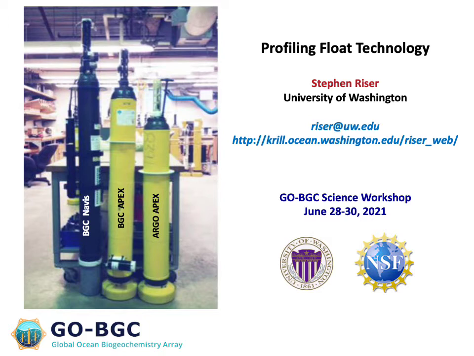You can see there on the left three different kinds of profiling floats. We have an Argo Apex float. This is what's mostly used in the Argo that we use in core Argo. A BGC Apex float. This is a version of the regular Apex, but is longer with more buoyancy and has, as you can see, more sensors at the top. And then a BGC Navis float, which is larger yet.